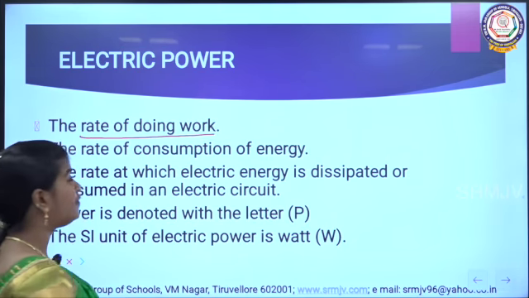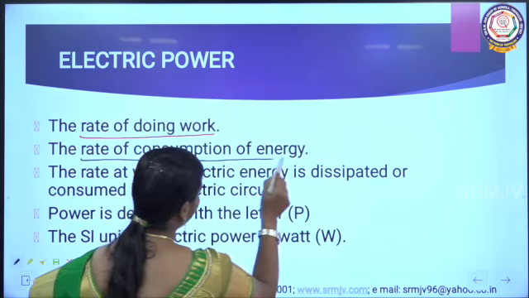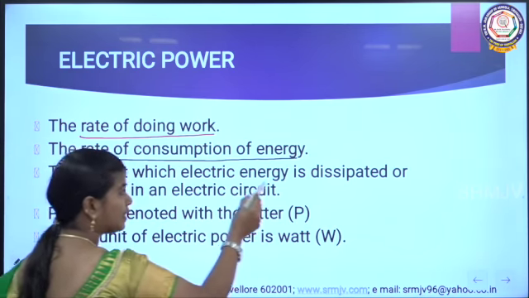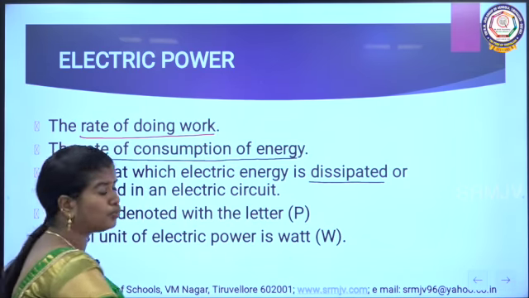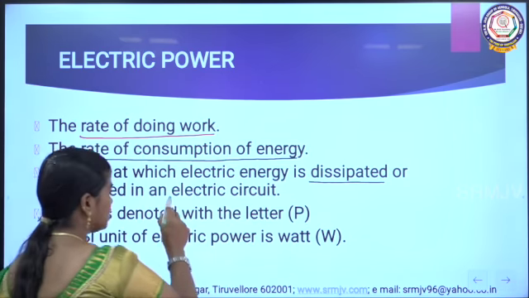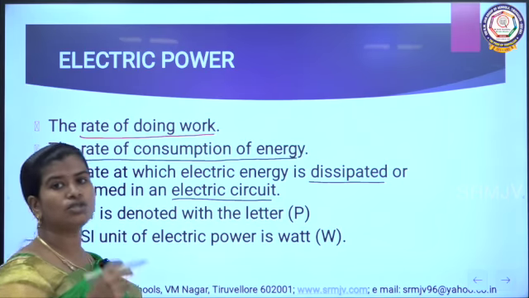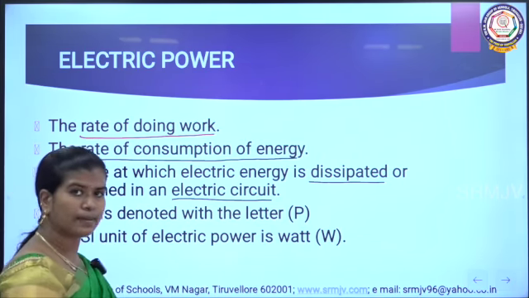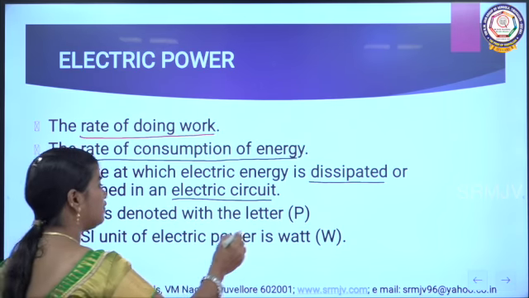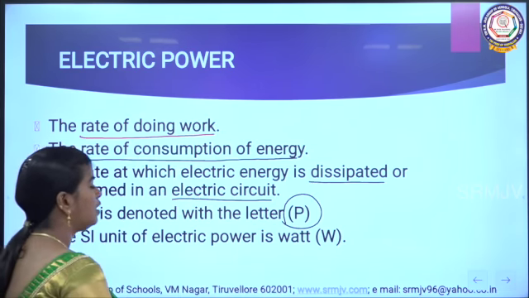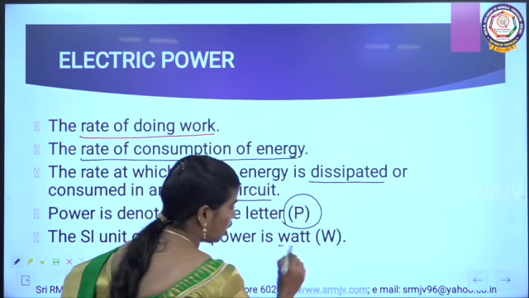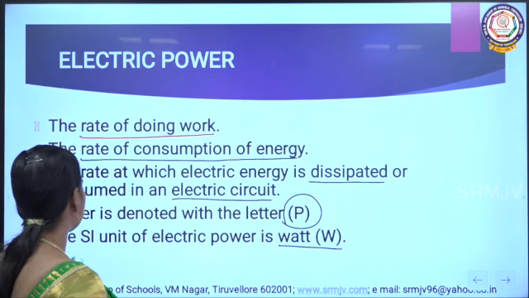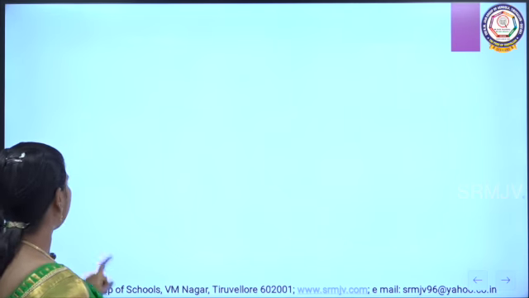But we can also define rate of consumption of energy as power, which means the rate at which electric energy is dissipated or consumed in an electric circuit. How much energy is consumed in a unit time, we define as electric power. Power is usually denoted with the capital letter P, and the SI unit of power is watt, denoted with a capital W.